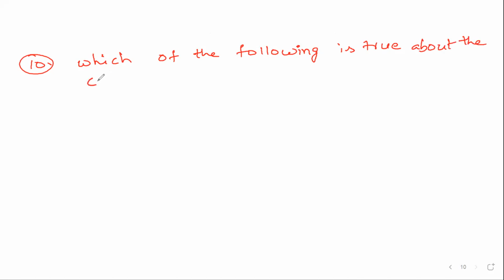So please note down. Which of the following is true about the complex? This is a statement based question. Which of the following is true about the complex? The complex is Cr(NH3)6 Cl3, with Cl3 outside.